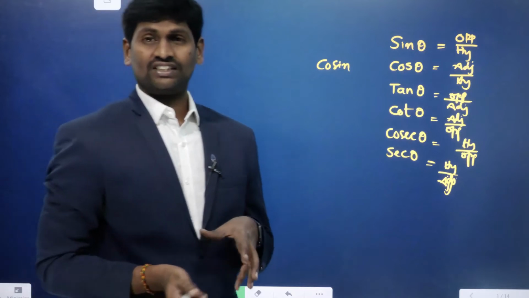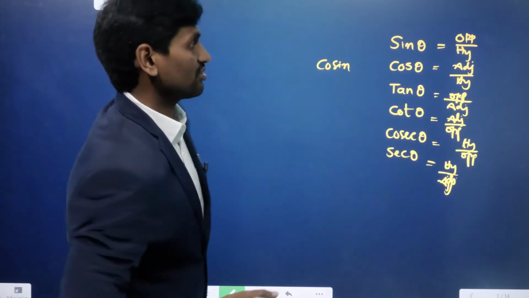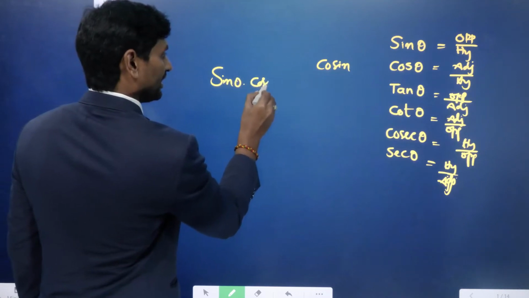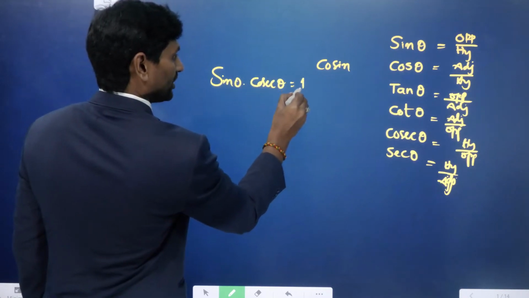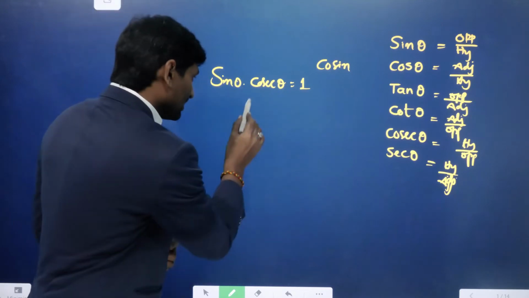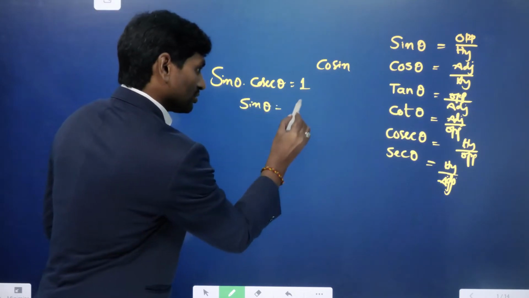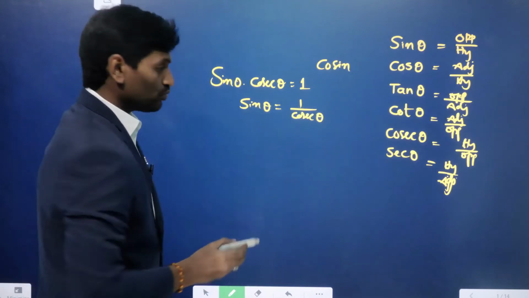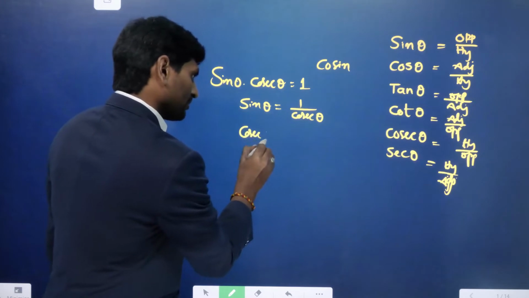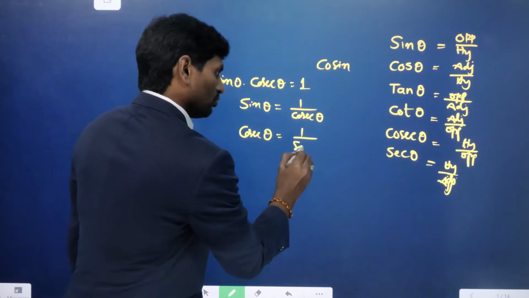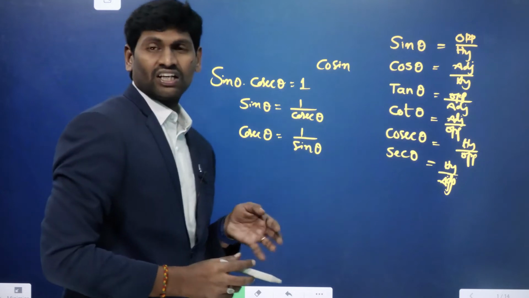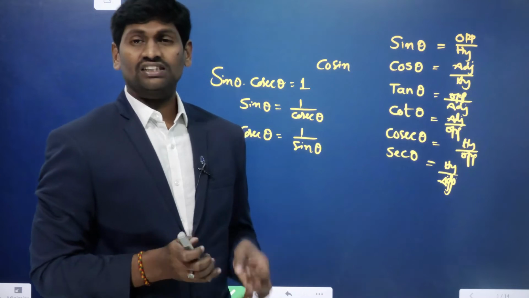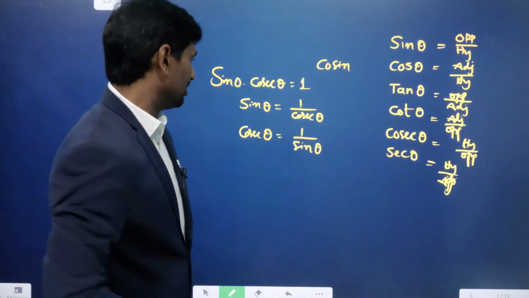And also we have discussed the reciprocal ratios. Sin theta into cosecant theta equals 1. From this we can say that sin theta equals 1 by cosecant theta, or cosecant theta equals 1 by sin theta. In the place of theta we can write alpha, beta, gamma, A, B, C, anything, because it represents only an angle. Okay?